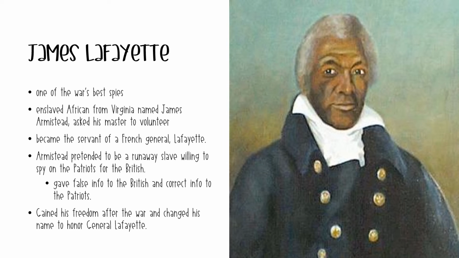James Armistead asked his master's permission to fight in the war. He ended up serving under French General the Marquis de Lafayette. Together, they came up with a plan for Armistead to pretend to be a runaway slave spying for the British. Only he was really going to spy on the British. He gave false information to the British soldiers while giving real intelligence to the Patriots. At the end of the war, he was granted his freedom, and Armistead chose to change his name to James Armistead Lafayette to honor the French general he had served.